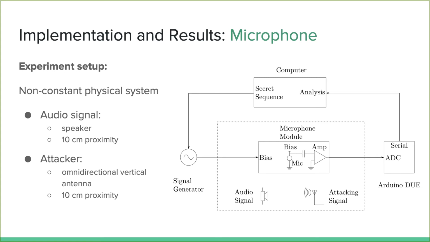So the first one is dealing with a microphone. We have a non-constant physical system because the microphone is dealing with constantly changing waveforms. So we have an audio signal coming from a speaker 10 centimeters away from the sensor, and we have an attacker who's stationed an omnidirectional vertical antenna also 10 centimeters away from the wire.